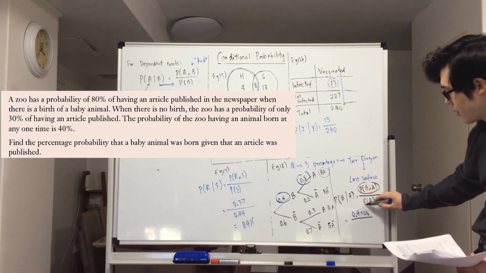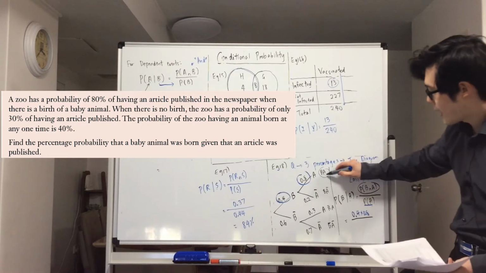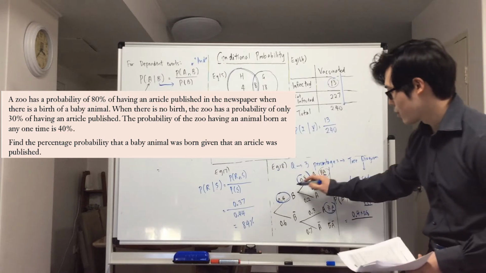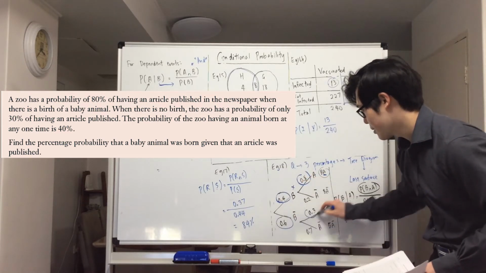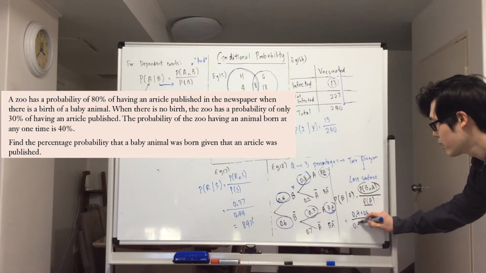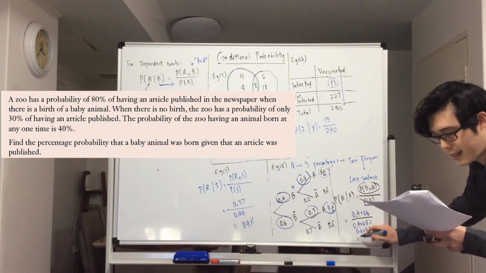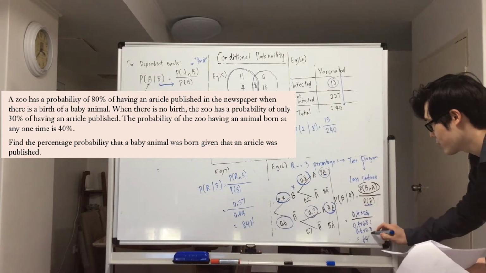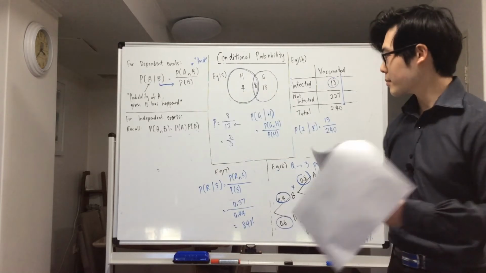Okay, and for the number here, anything with an A at the end are the numbers that you want to add up. So this times this plus this times that. If you put all of this in the calculator, you'll find you get 64%. Okay, so this is how you do that kind of problem.